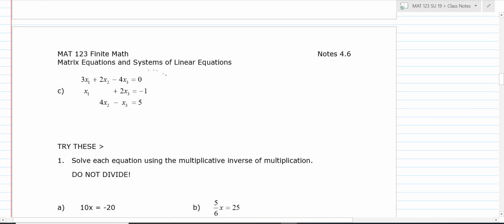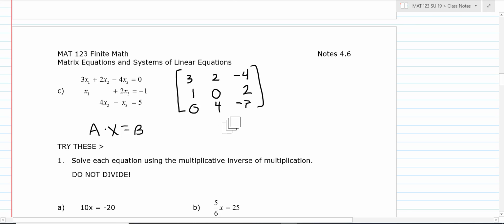Okay, then let's do one more like this. Again, we're going to write this kind of as A times X equals B. This is three equations and three unknowns, so the coefficient matrix would be 3, 2, negative 4. Then 1, you have a missing X2 term, so what do you do? Put a 0. Then you have a 2. Missing X1, so 0, 4, negative 1. Okay, so that last row would be 0, negative 1, 5. So those are your coefficients.